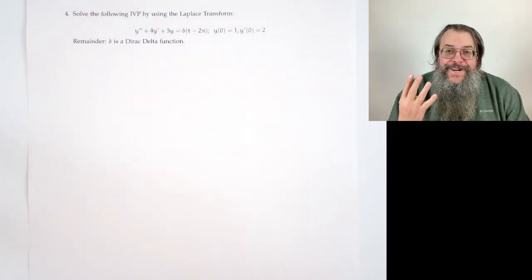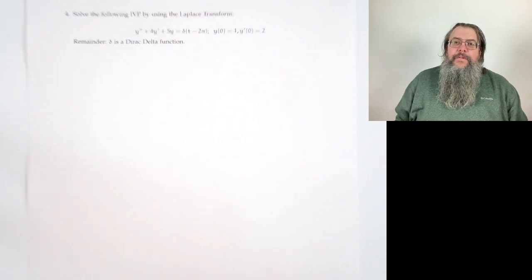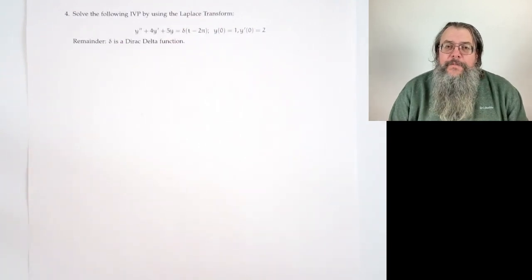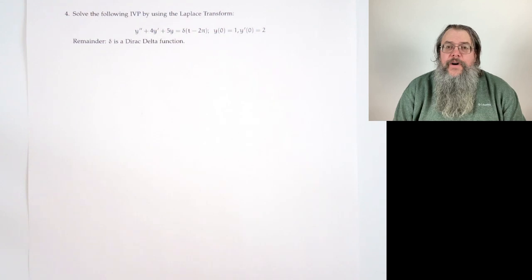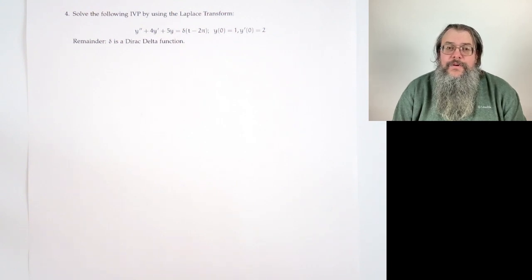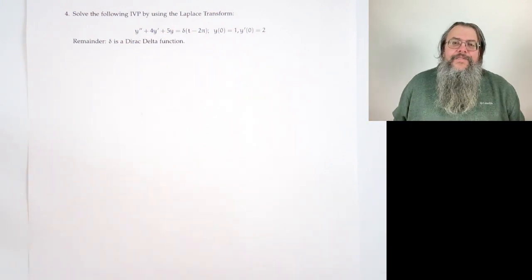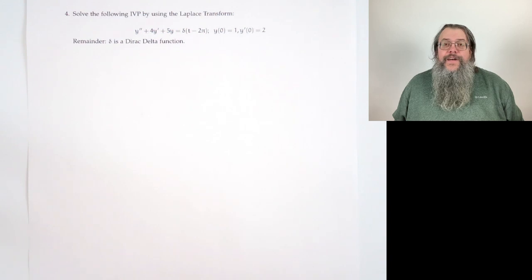On number 4, solve the following initial value problem by using the Laplace transform. y double prime plus 4y prime plus 5y is delta of t minus 2 pi. y of 0 equals 1. y prime of 0 equals 2. And as a reminder, I know it says remainder, typo. Typos happen on tests. Delta is a Dirac delta function.